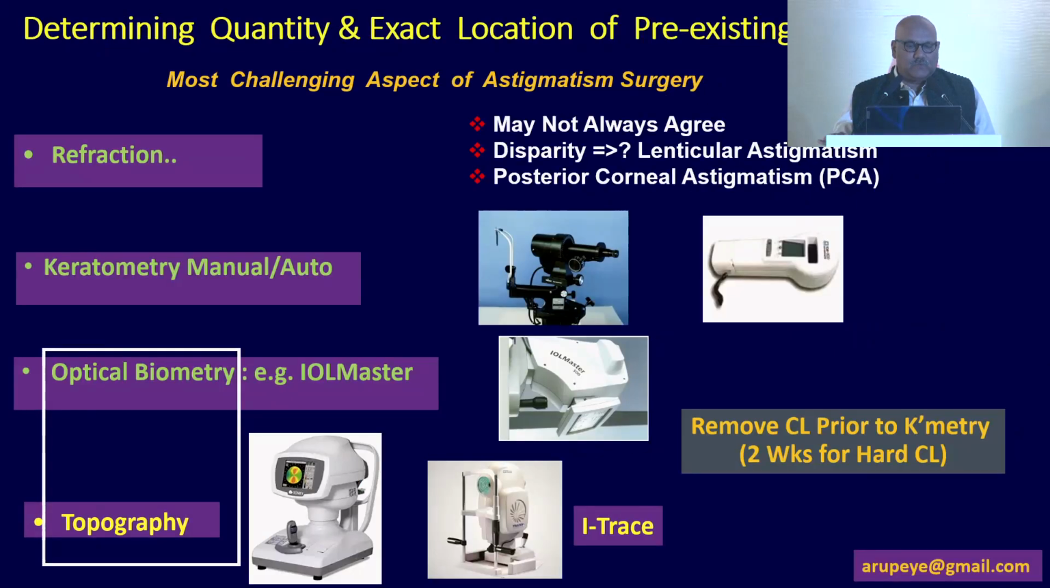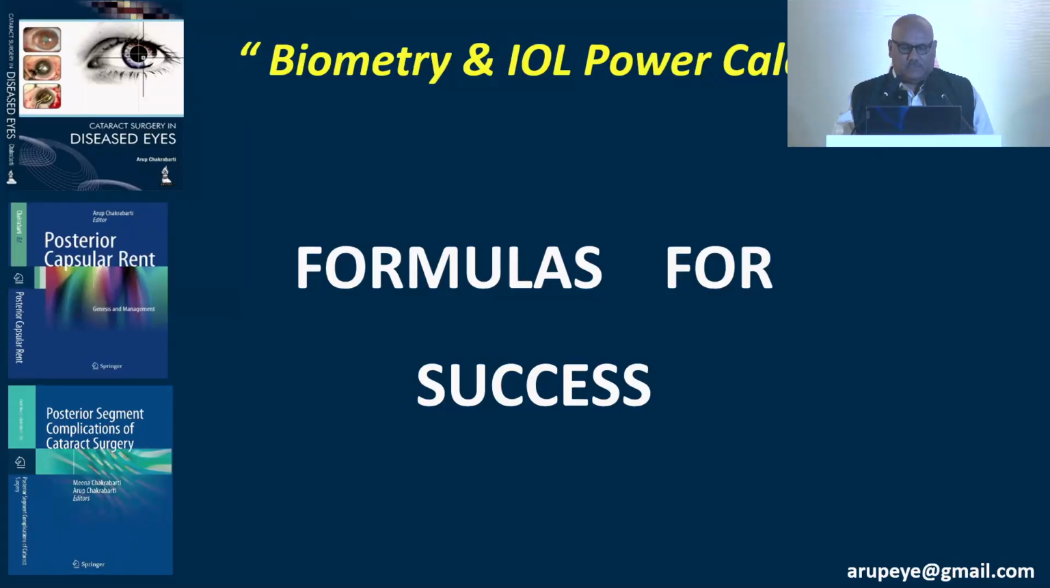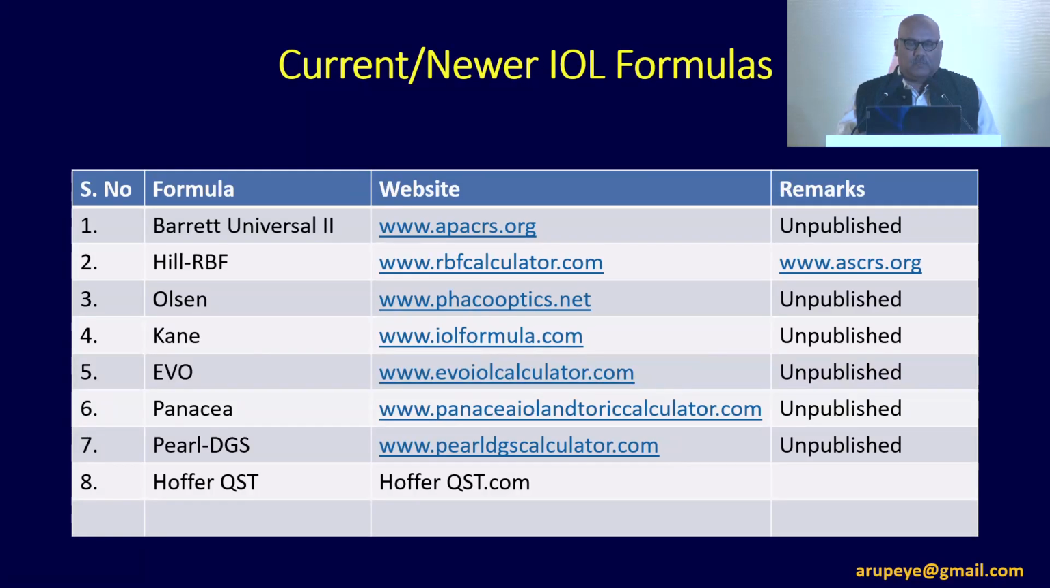This is what I use for my biometric evaluation. I use a topography. This is a must for toric IOL and for the newer generation intraocular lenses. Eye trace also helps you to rule out certain cases for these advanced technology lenses.